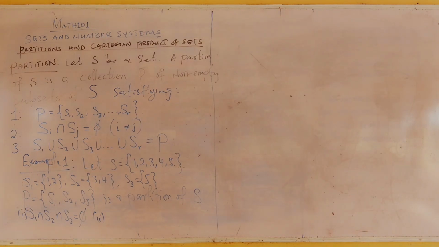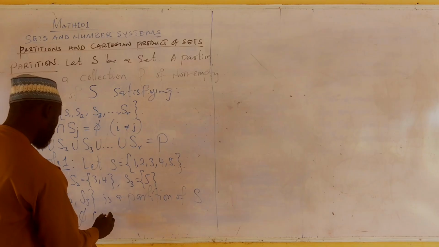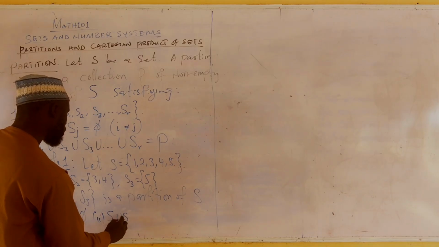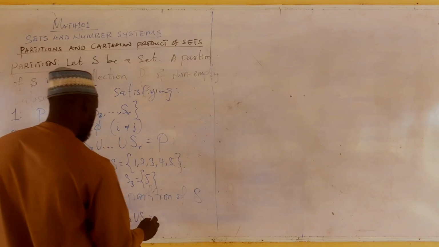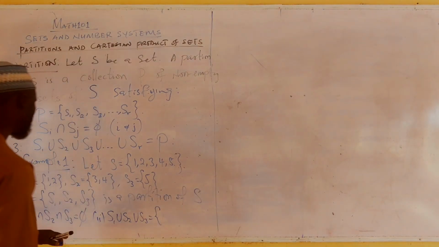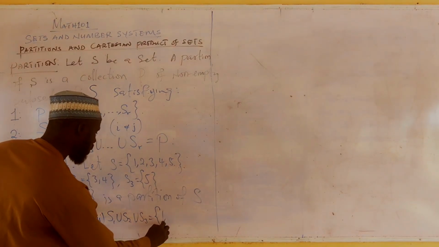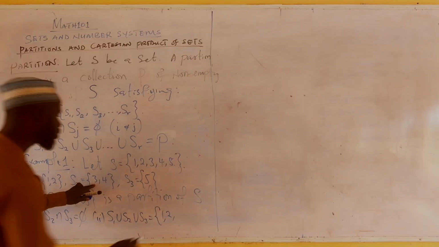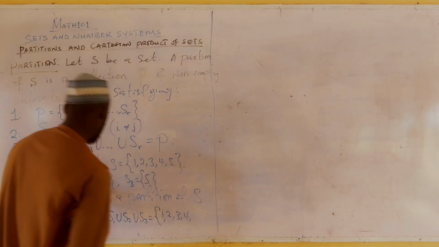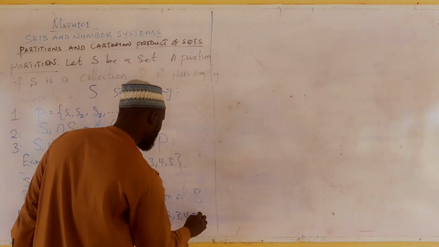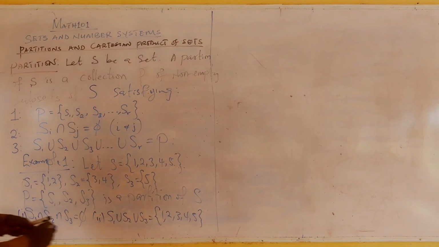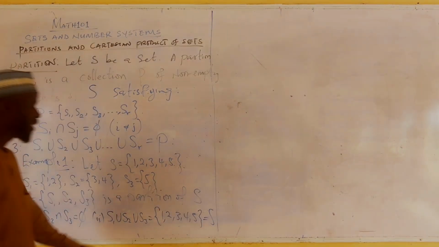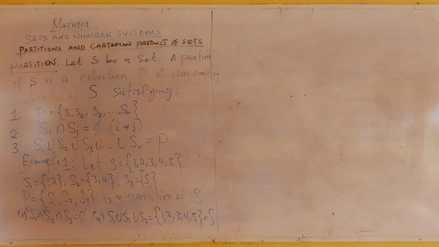And what is the second item saying? The union of all, so S1 union S2 union S3 is equal to what? S1 is 1 and 2, union S2, which is 3 and 4, union S3, which is equal to 5. And so the set here forms S. The union of all the sets gives us back S.